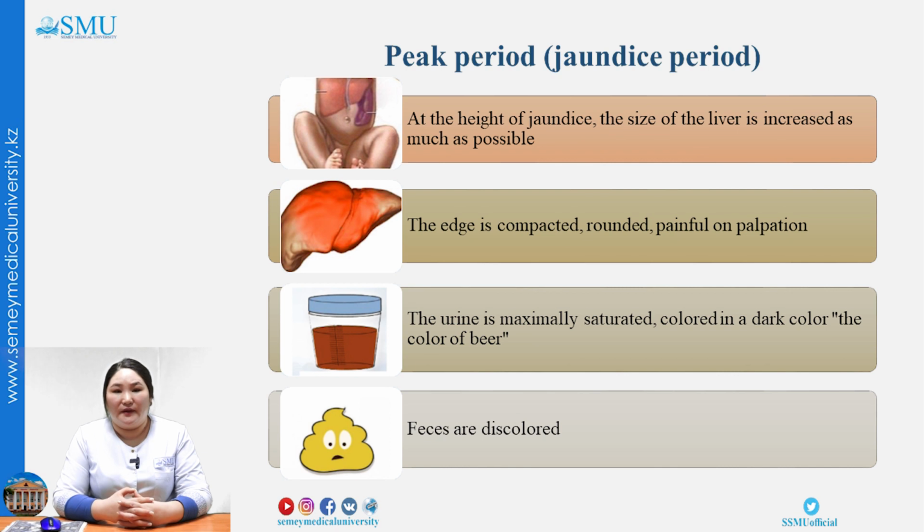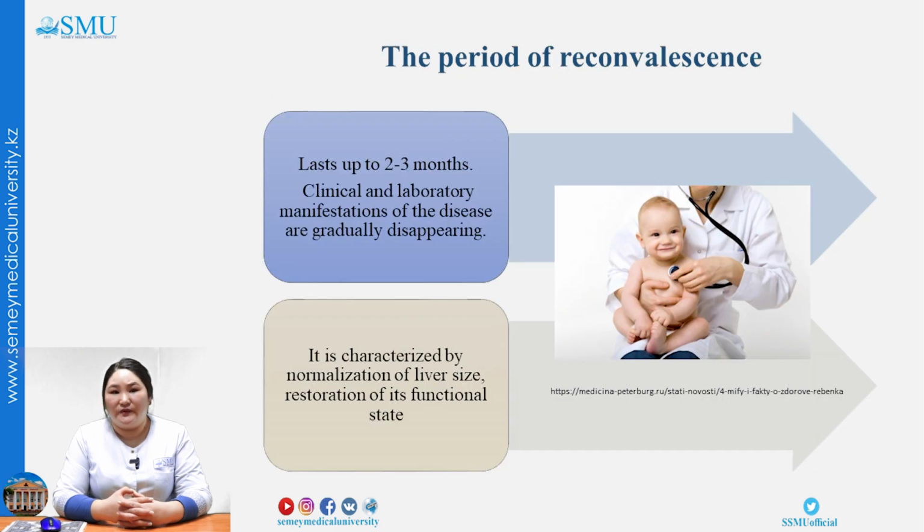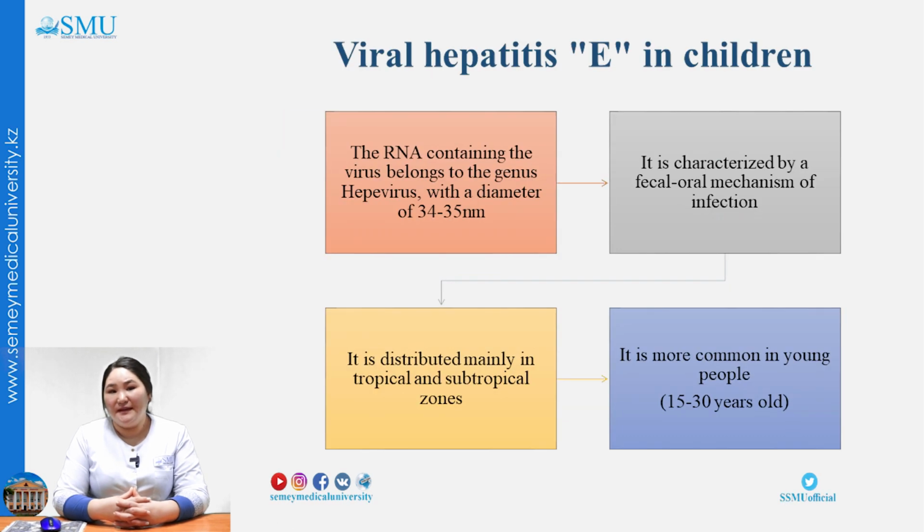The period of reconvalescence lasts 2-3 months, sometimes more. In this period, the laboratory changes and clinical manifestations gradually decrease and normalize. That's all. Next, about viral hepatitis E. There are two hepatitides, HAV and HEV. They are included in one group, fecal-oral route hepatitis. According to this, we will study them together today.